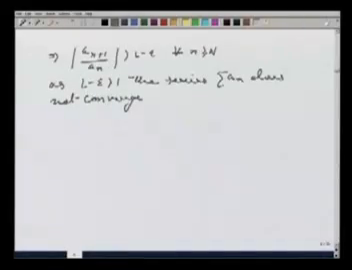Now, the situation I have at hand is precisely this, that modulus of a_{n+1} by a_n is bigger than L minus epsilon, but L minus epsilon is by my choice strictly bigger than 1. Hence the series summation a_n does not converge because its terms don't go to 0. So that gives you the ratio test.